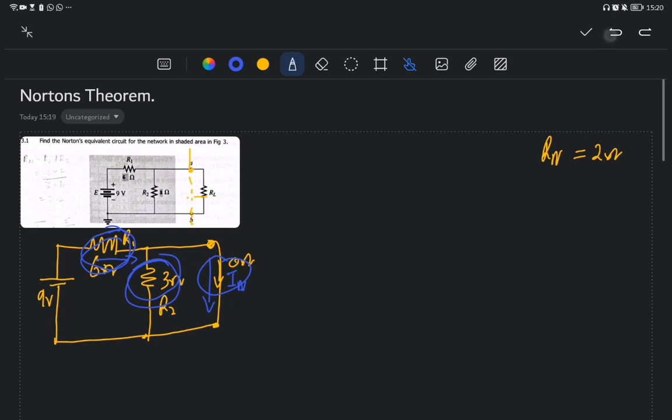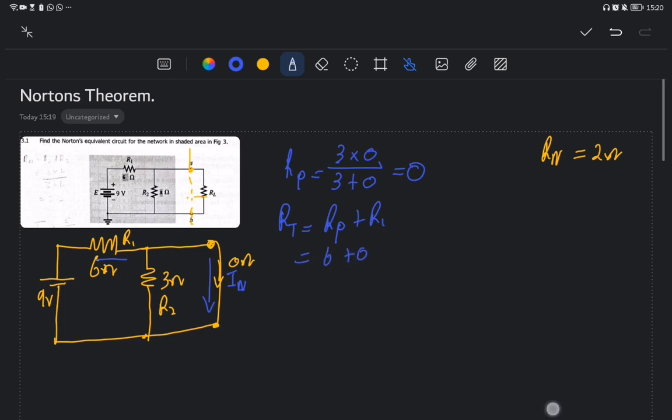Agreed? So we will say that R parallel is equal to 3 multiplied by 0 divided by 3 plus 0, and our resistance there should be 0. Therefore, R total will be equal to R parallel plus R1. Agreed? Therefore, it will be 6 plus 0, so our total resistance should be 6 ohms. And this makes sense because we've introduced a short circuit here, meaning we can actually cancel this resistor. Therefore, we only have one resistor in the circuit.